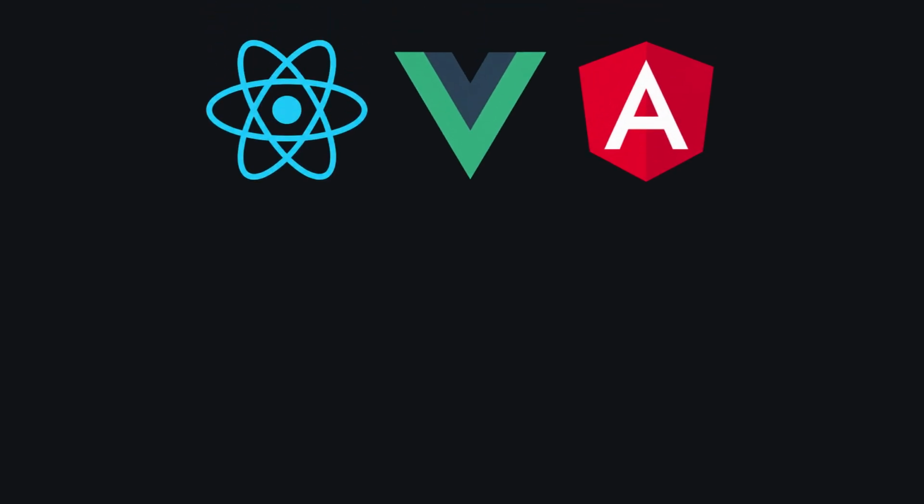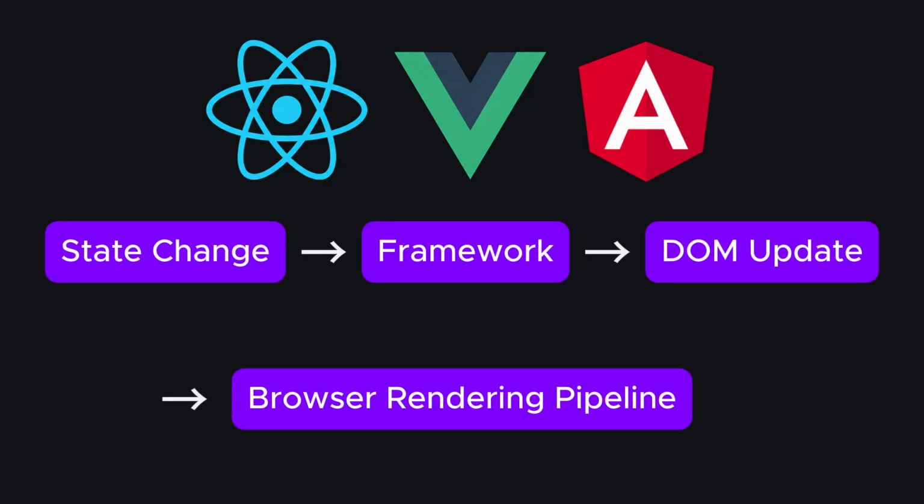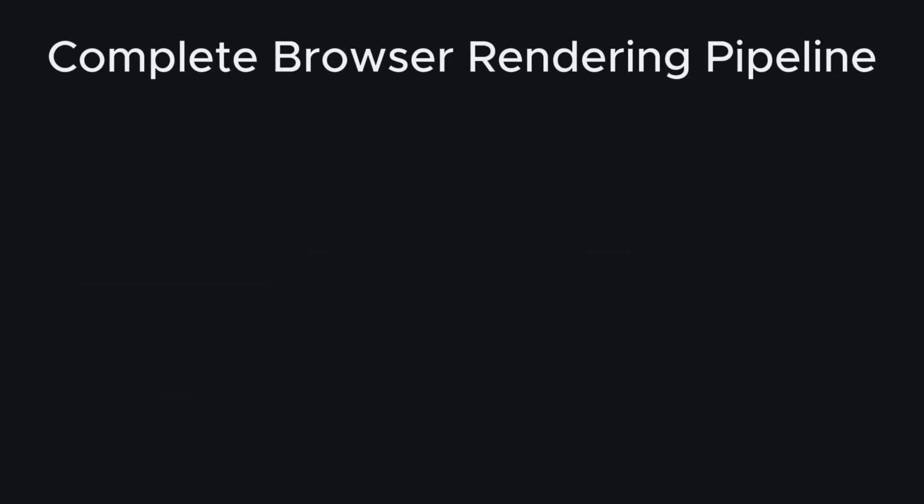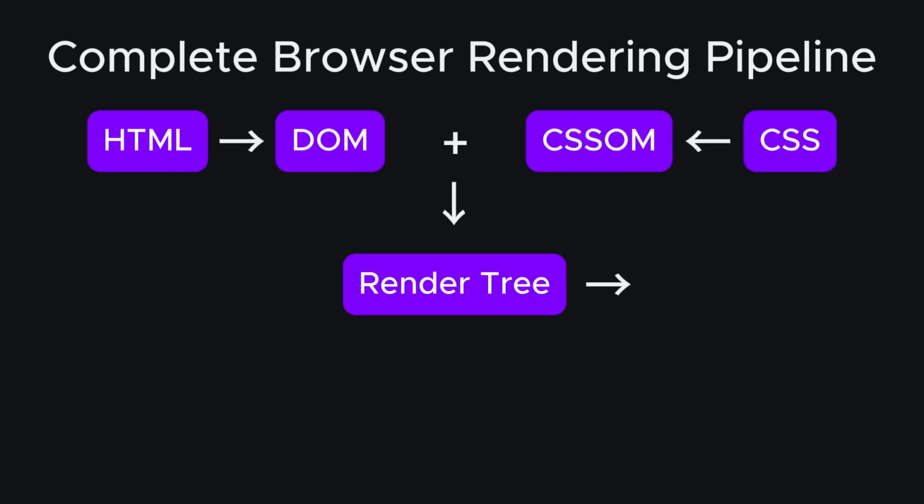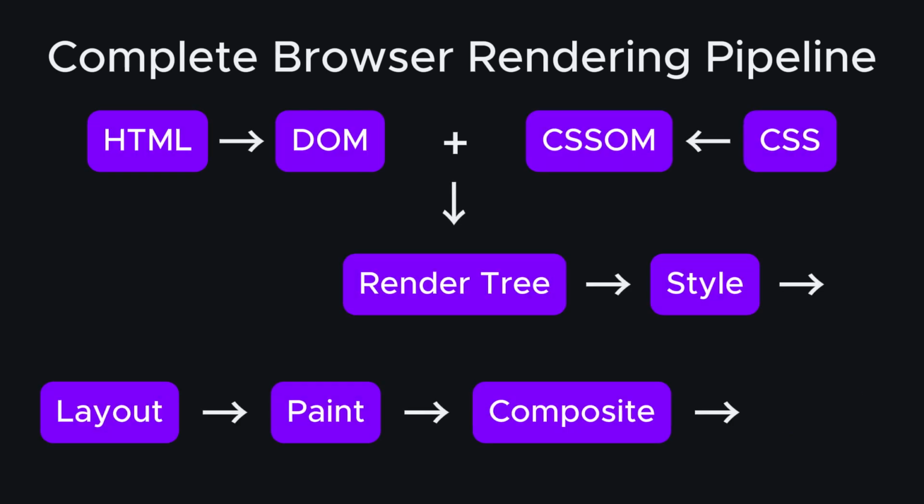React, Vue, Angular, and other frameworks don't bypass the browser. They simply reduce unnecessary DOM updates before handing work to the rendering engine. This is the complete browser rendering pipeline. Every web page you visit follows this process. Understanding it helps you build faster applications, debug rendering problems, and optimize performance with confidence.